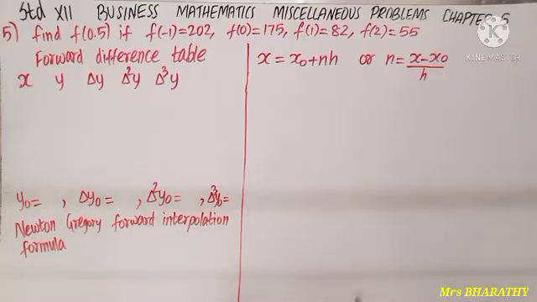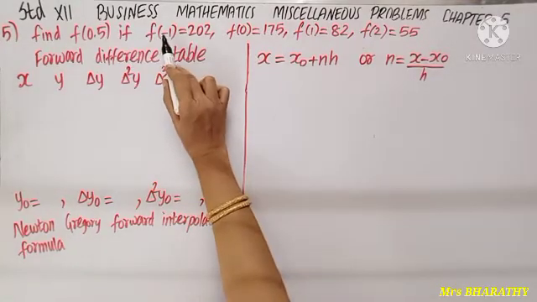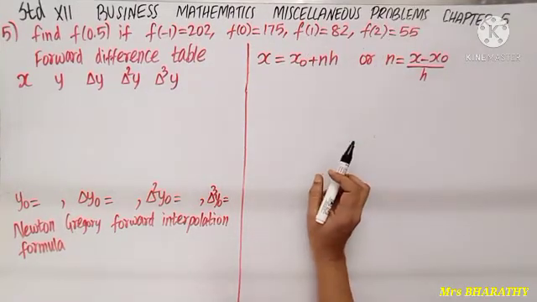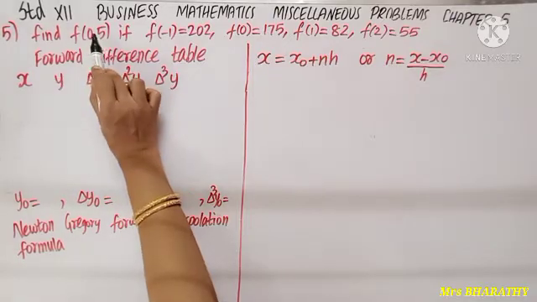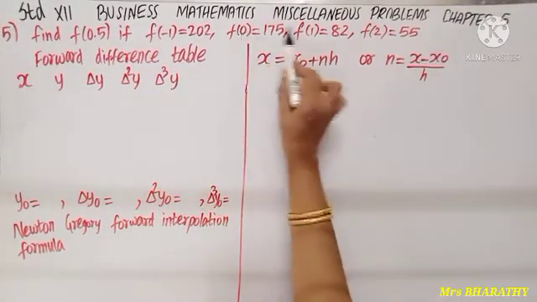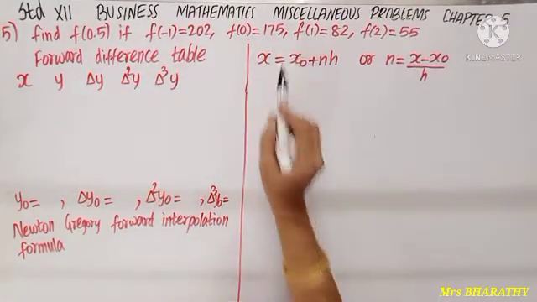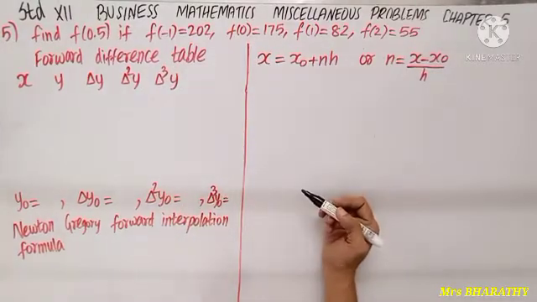Question number 5. Find f of 0.5 if f of minus 1, f of 0, f of 1, f of 2 are given. 0.5 falls between 0 and 1. We can use either forward table or backward table.